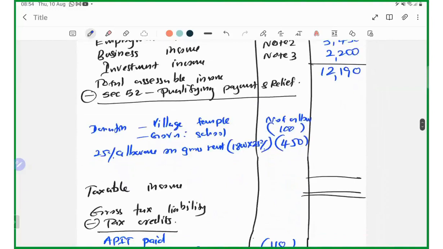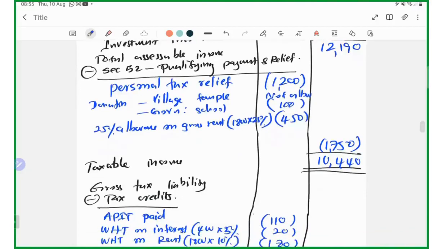From that you can deduct, even though given or not, 1.2 million personal tax relief. Personal tax relief, right. 1,200 plus 100 plus 450, 1,750. Then total you can take 10,440. So this is the taxable income.